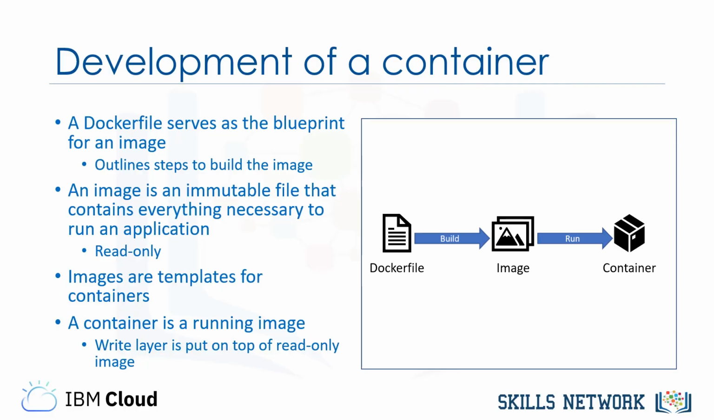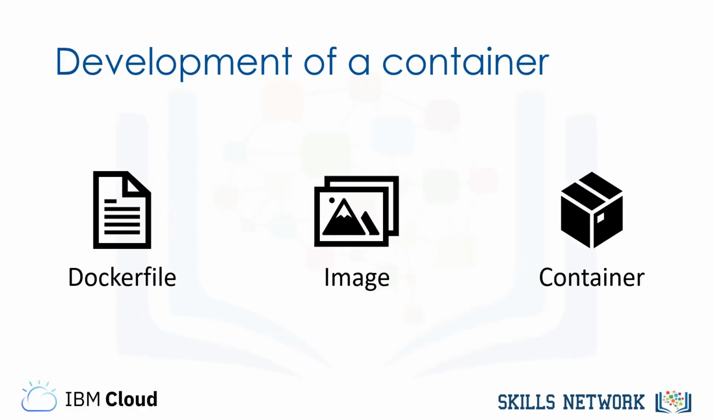that class. As this diagram shows, you begin with a Dockerfile that indicates what to include in an image. You build an image using that Dockerfile. Then, when you run that image, you have a running container. These are the three basic steps in the container development process.